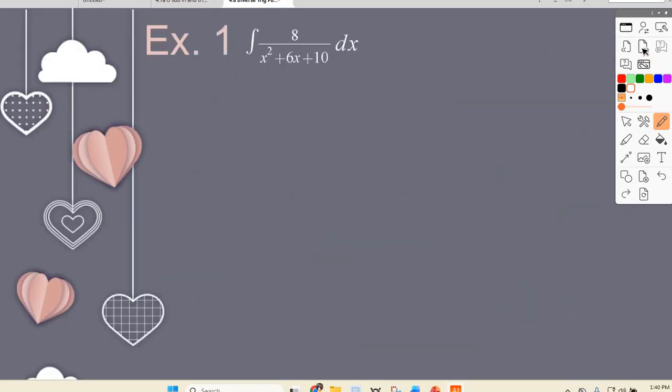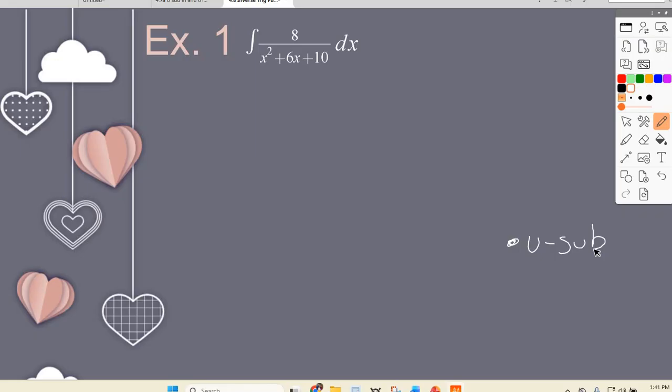Okay, let's look at an example. We'll just do one of these today, and then we'll look at some other ones tomorrow. Now remember that completing the square is not our only option, nor is it our favorite option. So if we can, we want to do u sub first. Can I do u sub on this? Sure. Okay, what would my u be? x squared plus 6x plus 10.